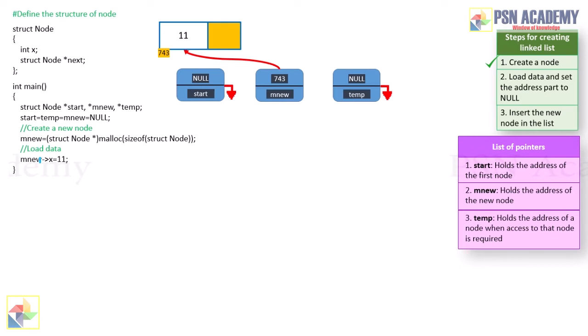Now if this mnew is a general variable, a conventional variable, not a pointer, then you can use the dot operator here. Okay, so that is not relevant now. So the next pointer, which is the second member of the structure node, has been set to null. So it will look like this. So the second step is over.